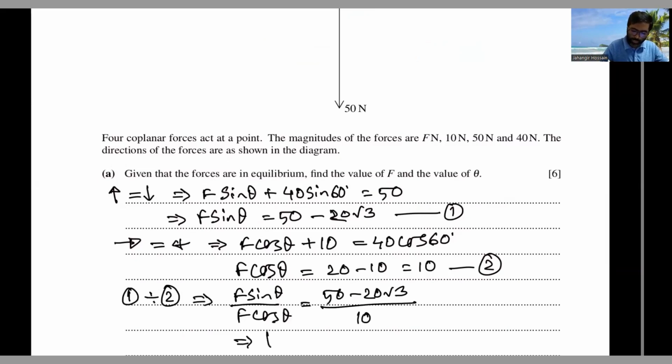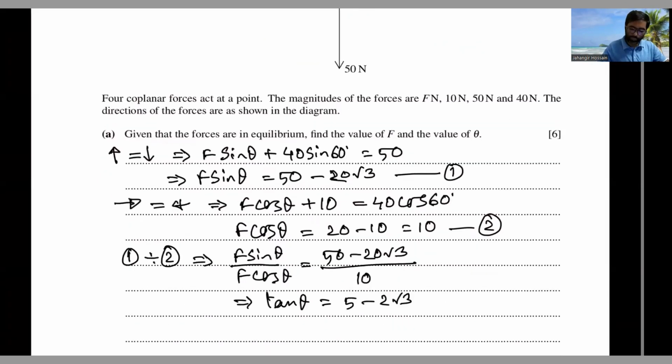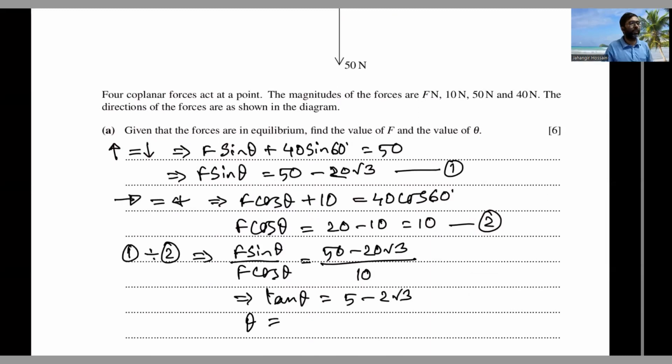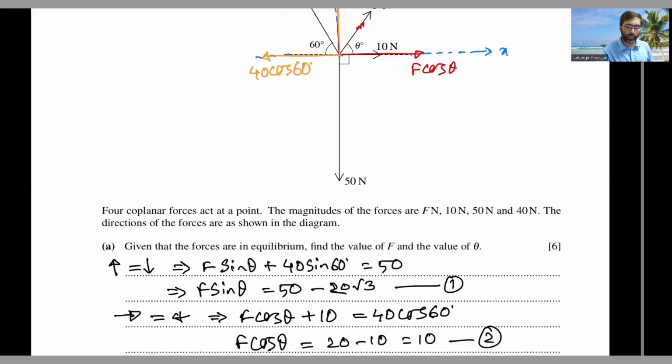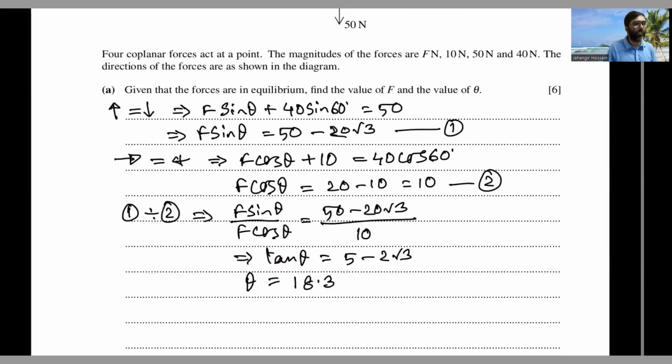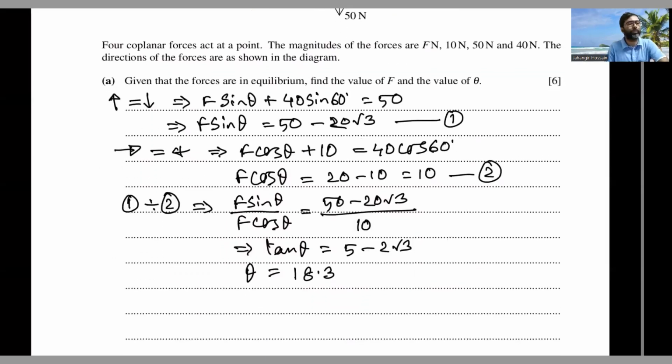That is, tan theta is equal to 5 minus 2 root 3. Then theta is tan inverse of this. Corrected to one decimal place, it is 18.3. Remember, there is a degree sign on theta, so theta is a numerical value, 18.3.